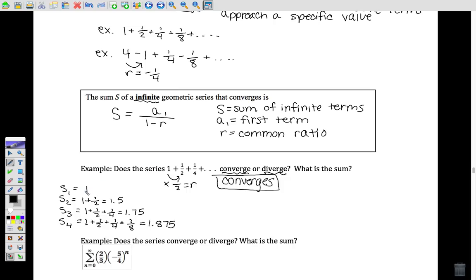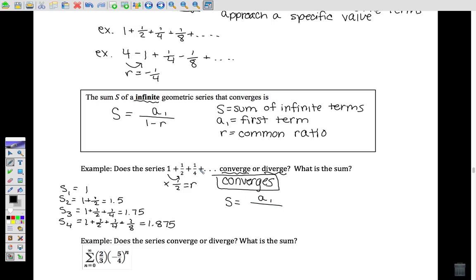If you look at these sums, the first sum is 1. 2 terms added is 1.5, 3 terms is 1.75, 4 terms is 1.875. You can see they're getting close to a number. They're not getting as big as quickly as they did in the beginning. So let's see what happens when we plug into that formula.